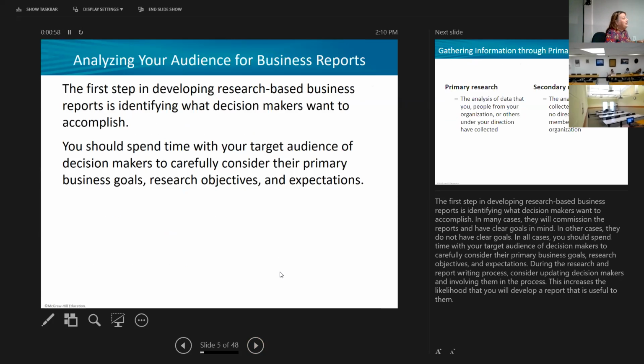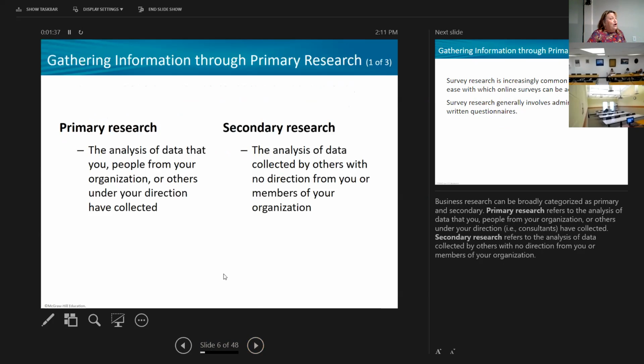Okay, so as we said in the very beginning, we do business reports to help decision makers make their decisions. So the first thing we really need to do is to identify what it is that the decision makers want to accomplish. So you need to spend some time before you even begin putting your report together, talking with your decision makers to consider what their goals are, what their objectives and expectations are. So just like we've done with all of our other types of communication, we always want to consider our audience first. Now, there are two types of research that can take place.